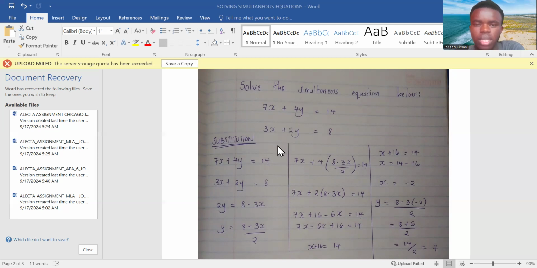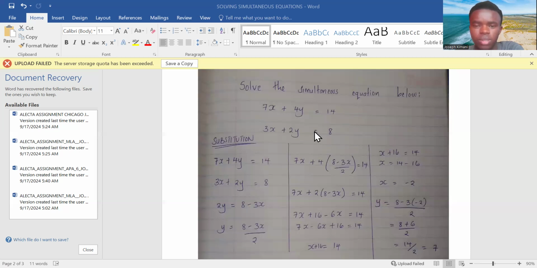Now, as you can see here, we have 2 unknown values, x and y. But since we have 2 equations, it becomes possible to find the values for the 2. For instance, if you had just 7x plus 4y equals 14, then it would be very difficult to get the 2 values if you don't have a second equation. But in this case, you've been given a second equation.